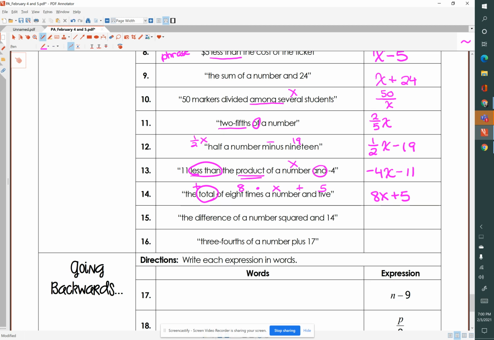Number 15, the difference of a number squared and 14. So x will be squared, that's an exponent of 2, but it's the difference of a number squared and 14. This is not addition, it's the difference of, so it's subtraction. So that would be x squared minus 14. And then 3/4 of a number. So we have a fraction times our x plus 17. 3/4 x plus 17.